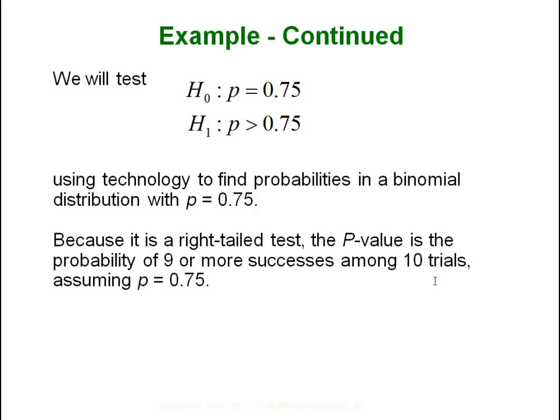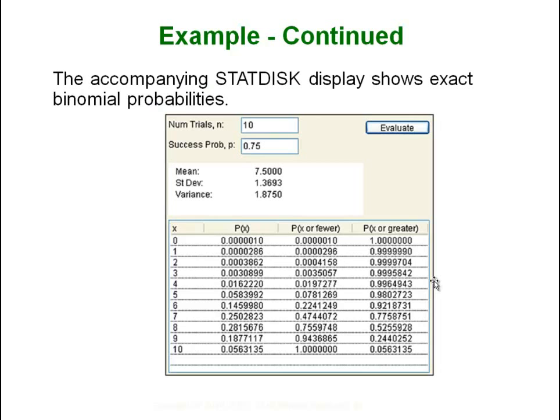Now, why is it 9 or more? It's 9 or more because 9 is what we got from our sample, right? So it's more because we're doing a greater than, and it's 9 or more because 9 is what we got from our sample. Next, we throw it into technology and we get these probabilities, right?